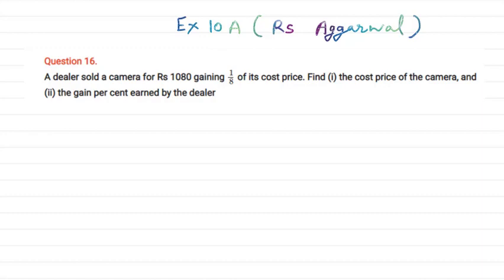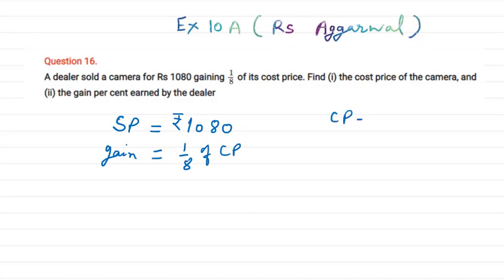So all these questions are very important for your class 8 also, and in all the competitive exams these types of questions come. I've told this earlier also. So here the dealer sold a camera for rupees 1080. That means the selling price of the camera is rupees 1080. Now the gain, it is given that he is gaining 1/8 of the cost price. Now you have to find the cost price, and you also have to find the gain percent earned by the dealer.